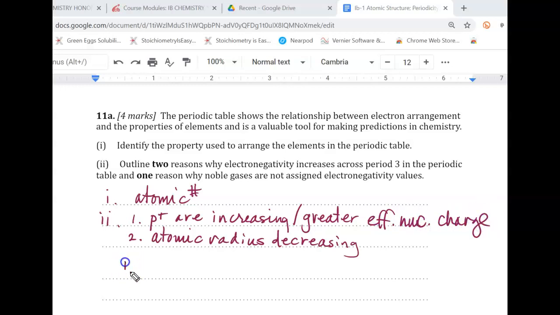The final thing was we needed to talk about one reason why noble gases are not assigned electronegativity values. They are already full of electrons, or you could say more formally that they have full valence shells. Okay.